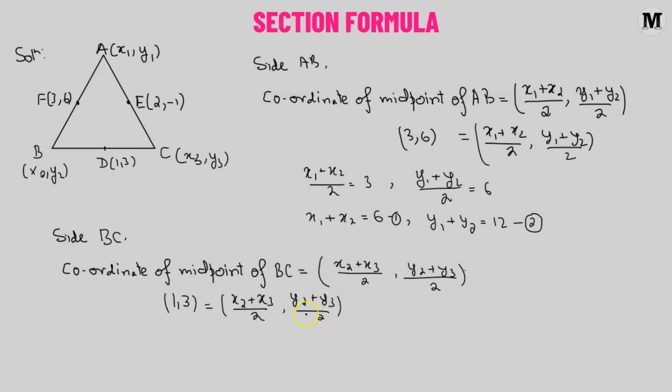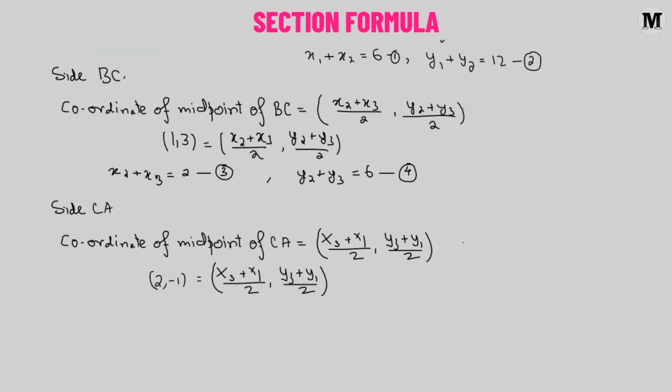Now when we equate them, we're going to get the next set of equations. So we have x2 plus x3 equals 2, so let it be equation number 3. And then we have y2 plus y3 equals 6, and let this be equation number 4. So finally, we'll find out the coordinate of the midpoint of AC. So we get the other equations x1 plus x3 equals 4, and y1 plus y3 equals -2. Let these be equation number 5 and equation number 6.